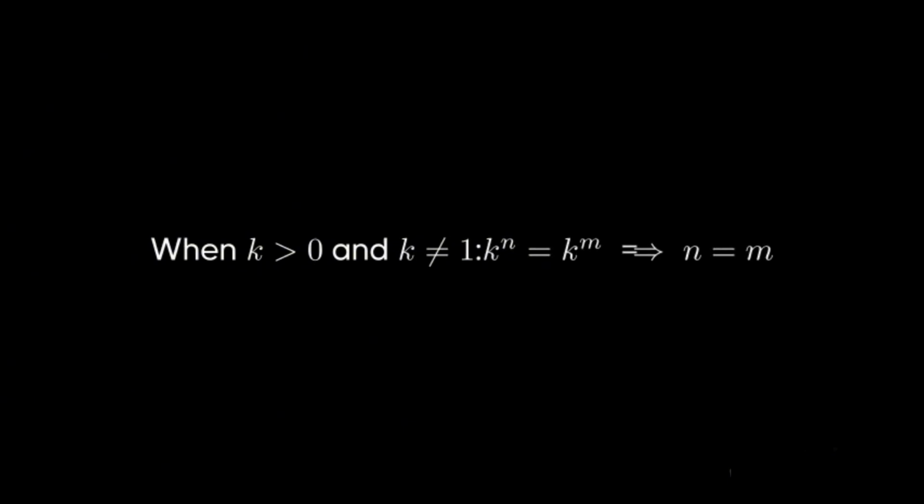Both cases ensure that if k to the power of n equals k to the power of m, then n must equal m. To solidify our understanding, remember that for any positive base k that's not equal to 1, if k raised to the power of n equals k raised to the power of m, then n must equal m. This one-to-one relationship is what makes exponential functions so useful in many mathematical contexts.